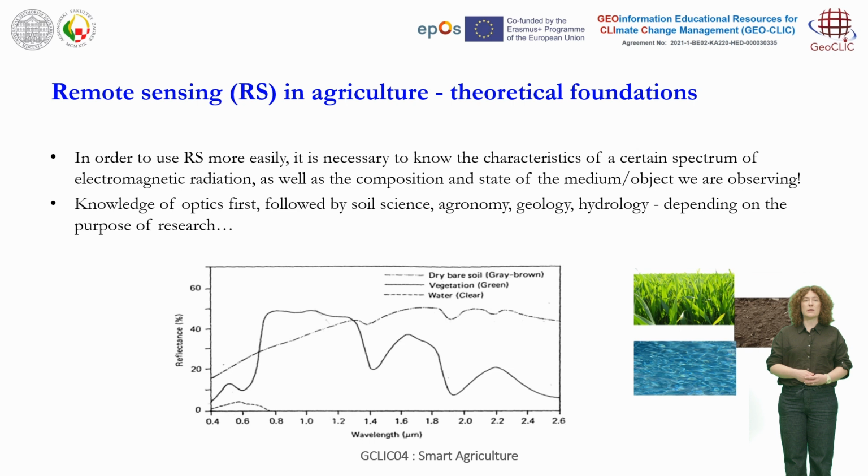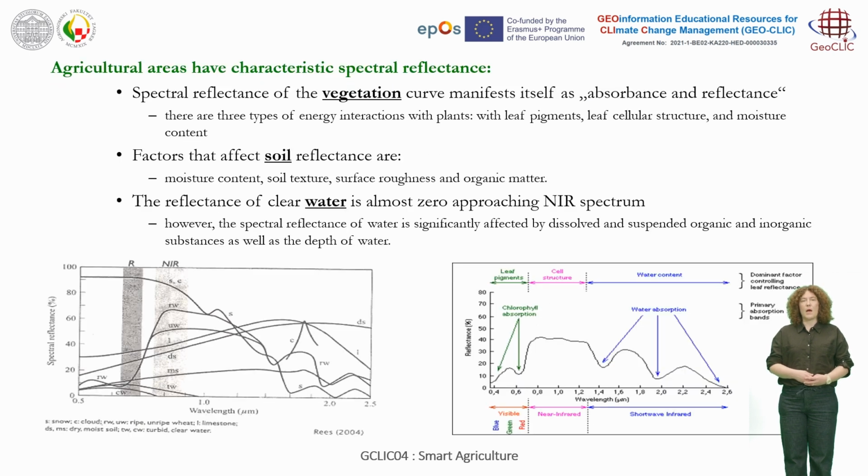You can see here reflectance curves for three main natural media: natural covers like dry, bare soil, vegetation and water, according to the visible and near-infrared spectrum of electromagnetic radiation. They totally differ between themselves, and these are typical reflectance curves. Agricultural areas on the Earth cover have a characteristic spectral reflectance, which includes vegetation, soil, and in some part water.